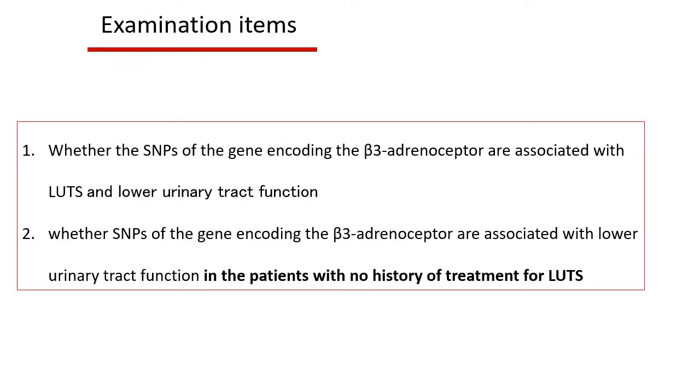Examination items. The primary outcome measure was whether the SNPs of the gene encoding the beta-3 adrenoceptor are associated with LUTS and lower urinary tract function. The secondary outcome measure is whether SNPs of the gene encoding the beta-3 adrenoceptor are associated with lower urinary tract function in patients with no history of treatment for LUTS.